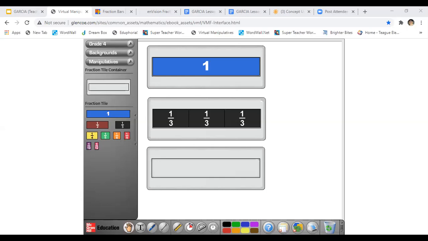Can you think of another one? Will you please pause the video and think of another way that you can show 1 whole in fractions? Once you're ready, press play.